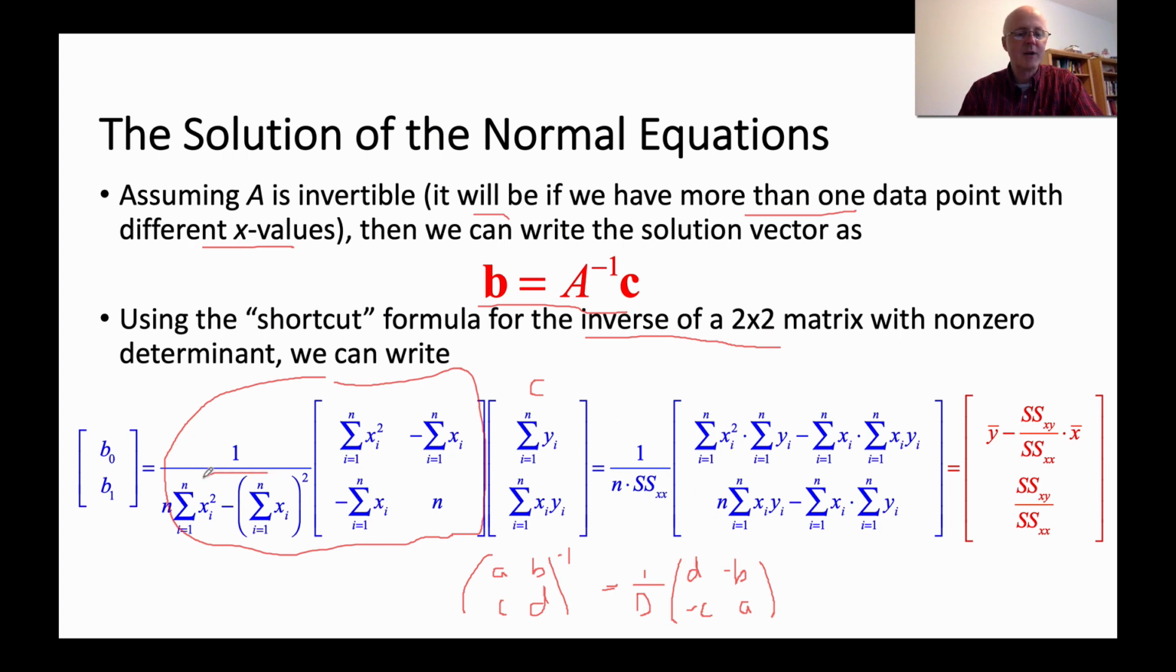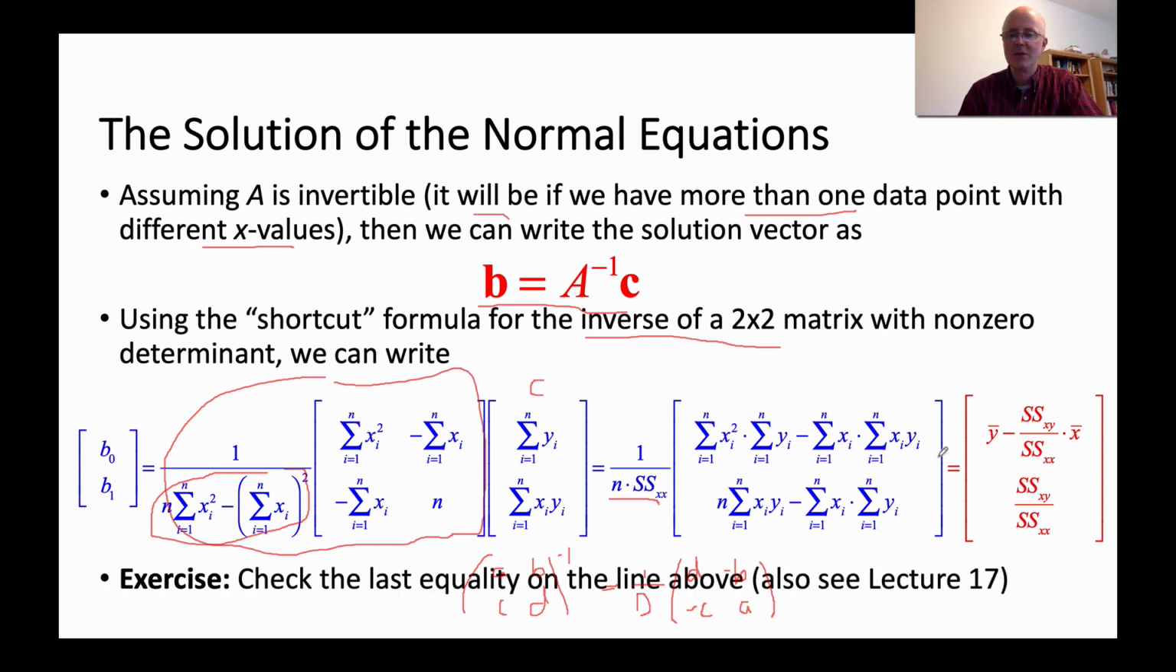And this expression down here can be written as n times what I called SS sub xx. My students should know what that is. And for my students, it's going to be an exercise for them to check the very last equality here, that this all simplifies to this. Okay, and this is related to other formulas for B0, this thing right here, and B1, this thing right there. Okay, so my students are going to be checking that very last equality here.